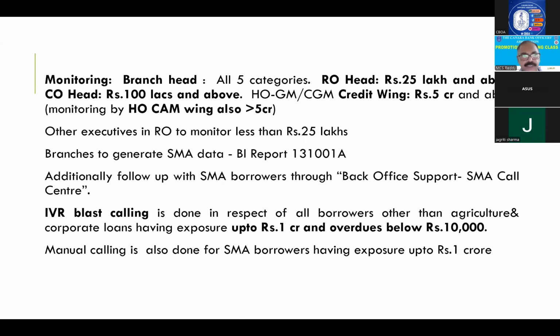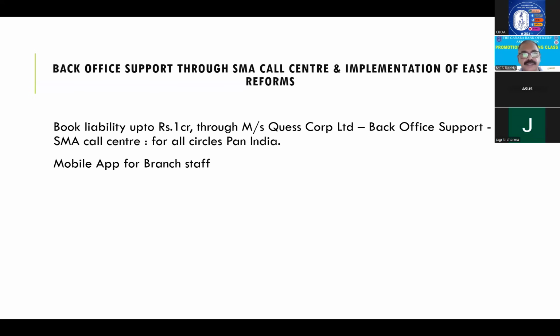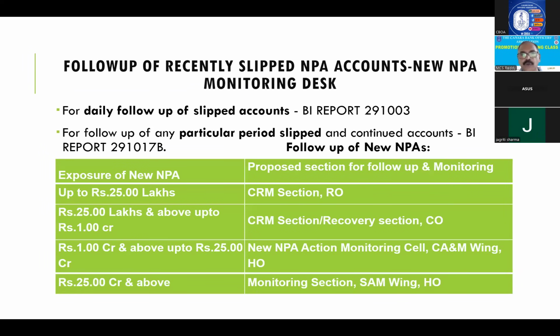This is again the old classification only. We need not worry. Monitoring by branch head. Okay. Who has to monitor? RO head 25 lakhs and above, CO head 100 lakhs and above, and HO 5 crores and above, CAM Wing above 5 crores. Right? SMA call center. Book liability up to 1 crore through Quest Corp Limited. This name has come recently. That's why I have put it in this back office support. Pan India. Follow-up of recently slipped NPA accounts. Who has to follow? Again, a report you have to generate: up to 25 lakhs CRM section RO, 25 lakhs to 1 crore CRM section CO, 1 crore to 25 crores new NPA section monitoring cell CAM Wing HO. They will monitor, and 25 crores and above monitoring section CAM Wing at HO.